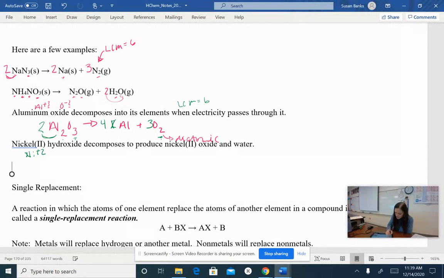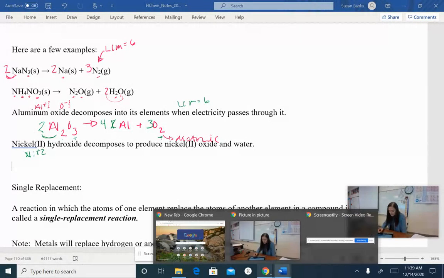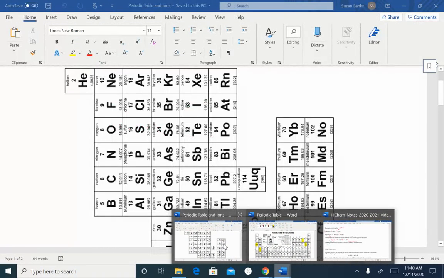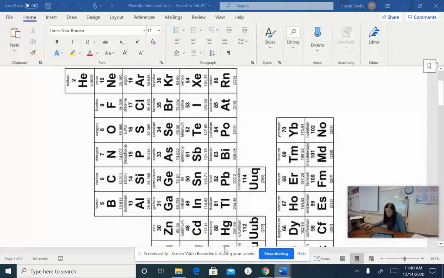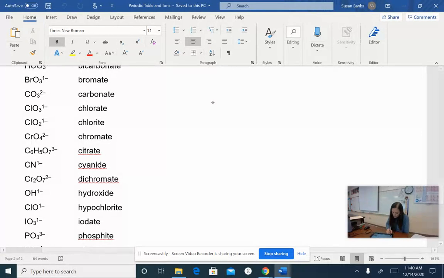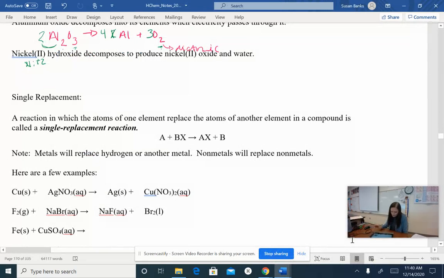Nickel 2 hydroxide. So that means the nickel is charged +2. Hydroxide is one of our polyatomics. So let's look at our polyatomic sheet really quick. If I look at my polyatomic sheet, hydroxide is OH, -1. So OH, -1. What ratio do I need between those 2 things to make them zero out in terms of charges? 1 nickel, 2 hydroxides. And it decomposes to produce nickel 2 oxide.